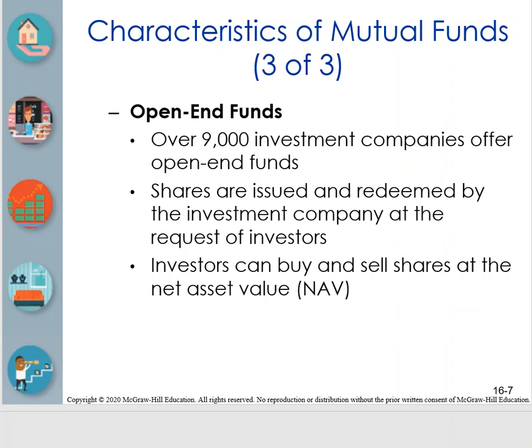Most mutual funds are what's known as open-ended mutual funds. As you can see, there are 9,000 investment mutual fund companies that offer open-ended funds. Unlike a closed-ended fund, with an open-ended mutual fund, shares are issued and redeemed by the investment company at the request of investors. So it doesn't actively trade on an exchange. Thus, it does not fluctuate up and down in price per day. In fact, there's only one price per day, and that's known as the net asset value. So investors can buy and sell shares from the mutual fund company at what's known as NAV, or net asset value.